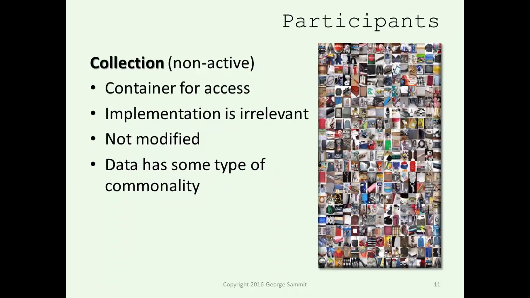The first participant in our pattern is the collection, which is not an active participant. It's simply a container of data. Its implementation is irrelevant, and remember, we're not modifying it here. We're returning a subset, a completely different set of that data. It's important to note that the data should have some type of commonality. It doesn't really make sense to iterate and have criterion that operate over just general random objects.